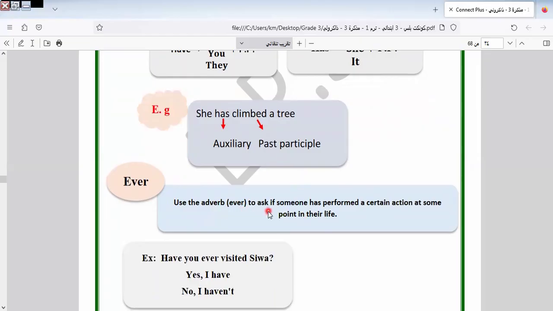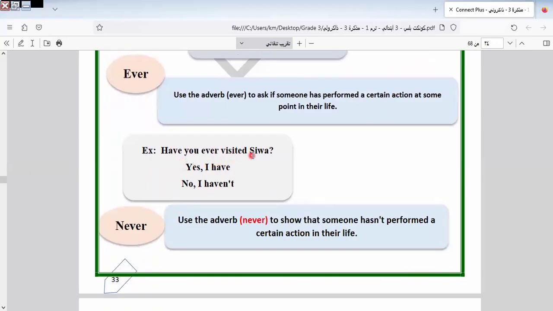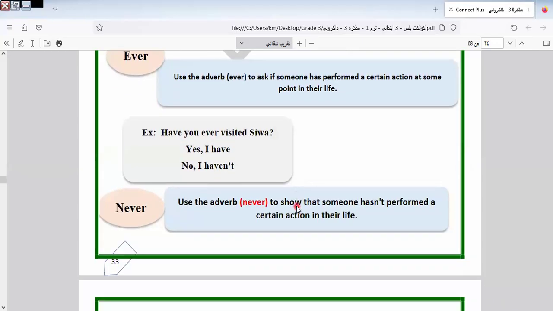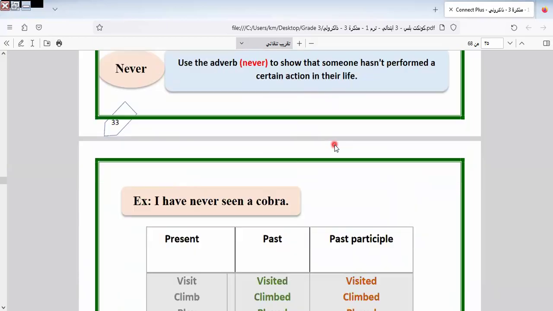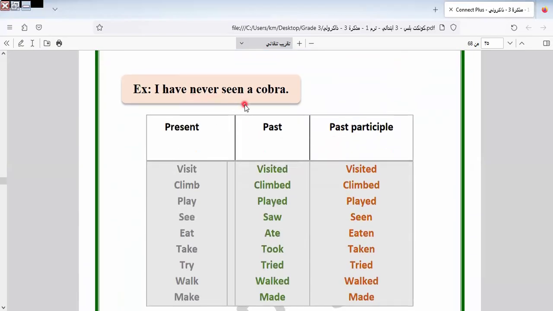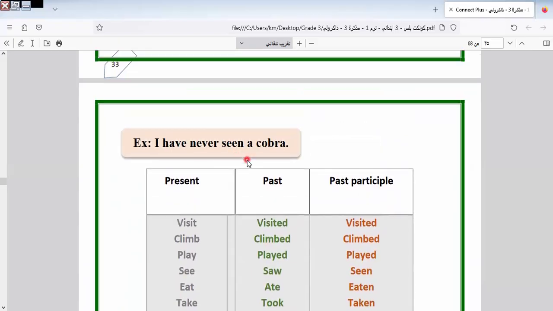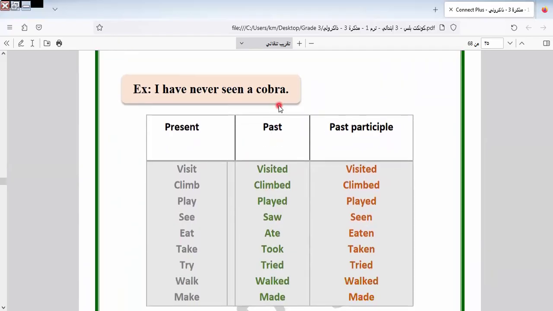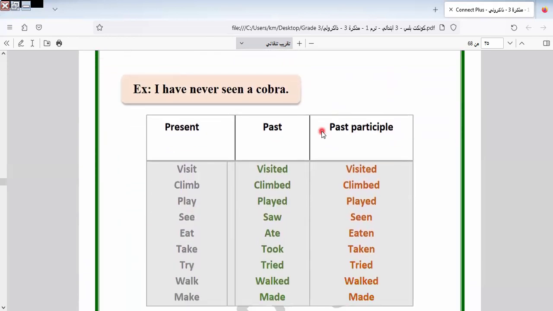Use the adverb ever to ask if someone has performed a certain action at some point in their life. Like this one: Have you ever visited Siwa? Yes, I have, or no, I haven't. We use the adverb never to show that someone hasn't performed a certain action in their life. Let's continue. I have never seen a cobra. I think none of us wants to see this animal, because it's dangerous and ugly. I don't want to see it at all.